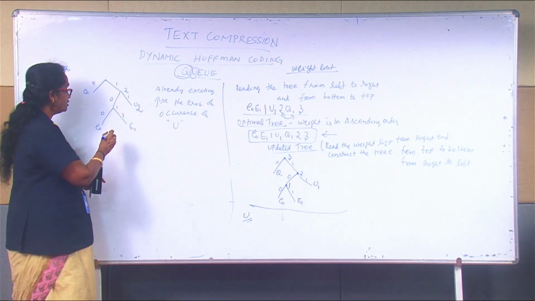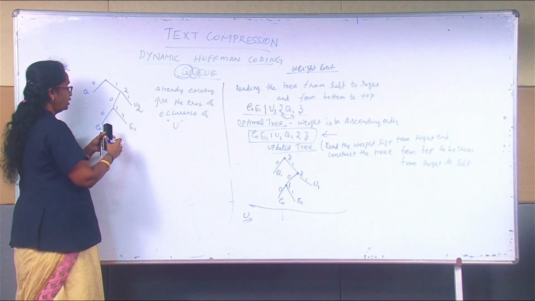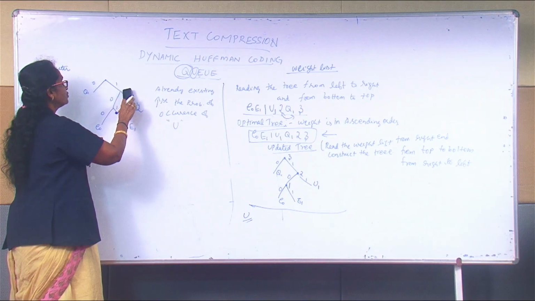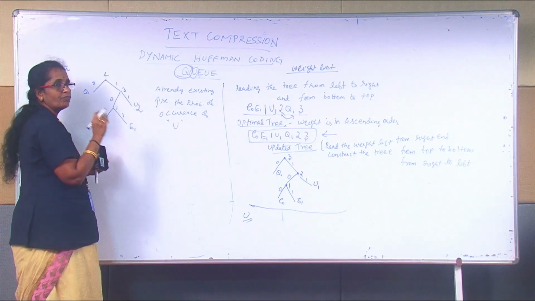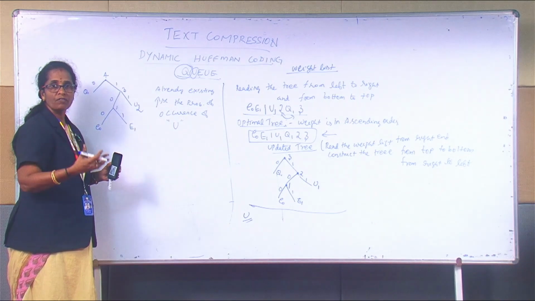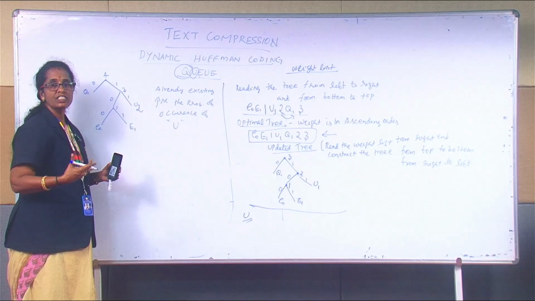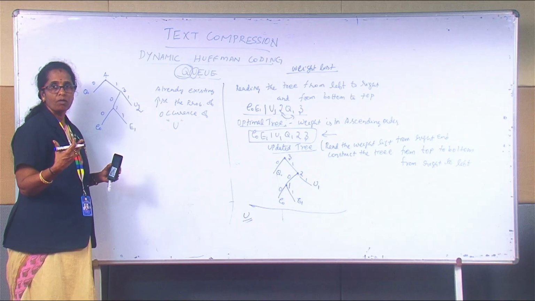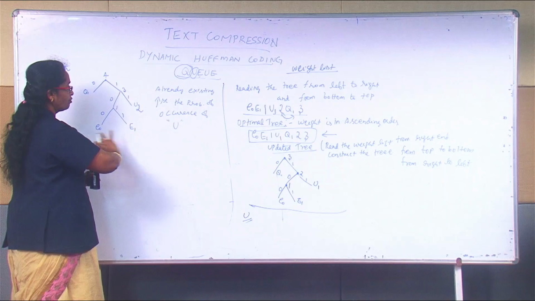Now we check the weights. This will be fine, 1. But this is 1 plus 2. Therefore, the weightage of this branch node is 3. 3 plus 1, 4. The weight of the root node always indicates the total number of characters received by the encoder from the information source. Therefore, totally 4 characters have been received.